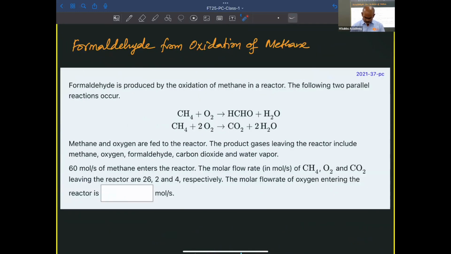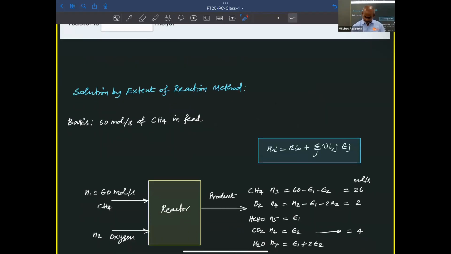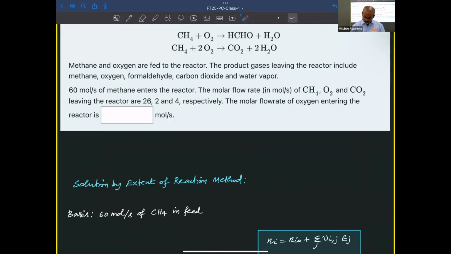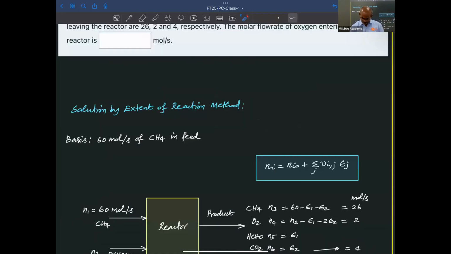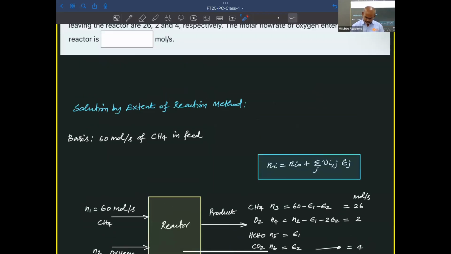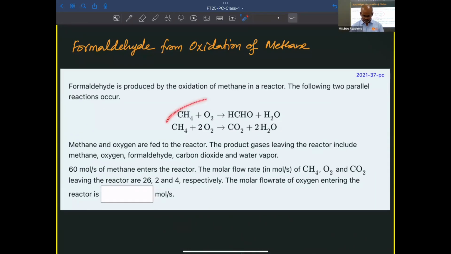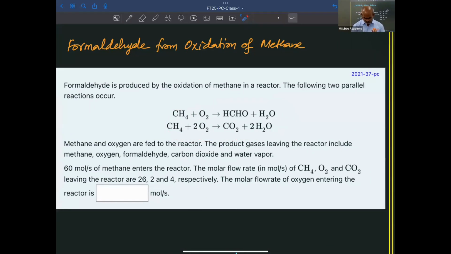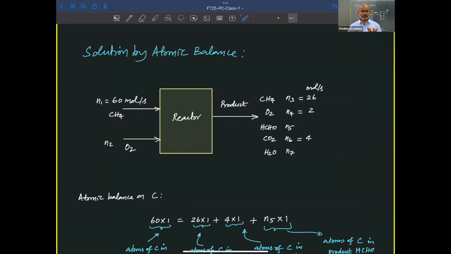Whereas for the extent of reaction method, here you have to write the chemical reactions and write the product contents in terms of the extent. For this, definitely you have to write the chemical reaction. Whereas this atomic balance method, you don't need to write any reaction. Suppose you don't know the kind of reaction happening, but you know some contents entering and some contents leaving. For that, you can easily use this atomic balance method.